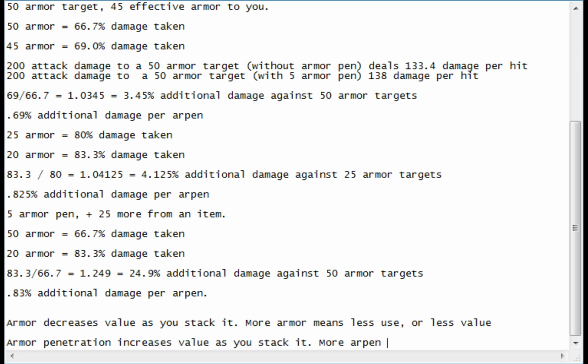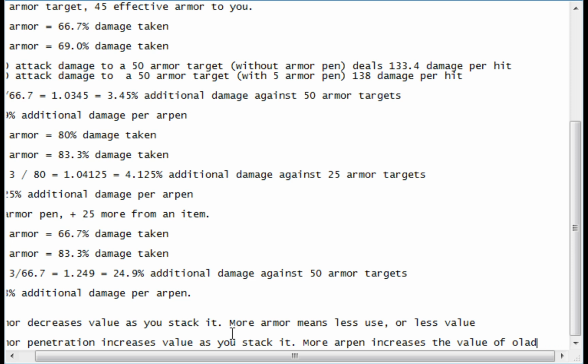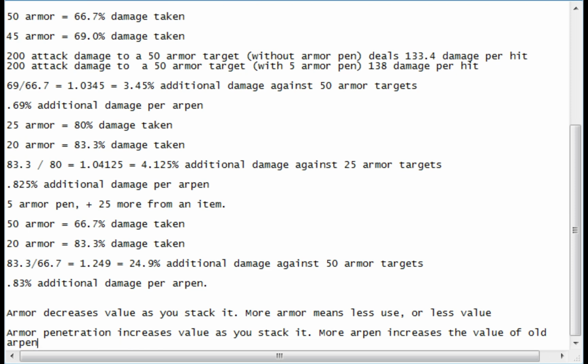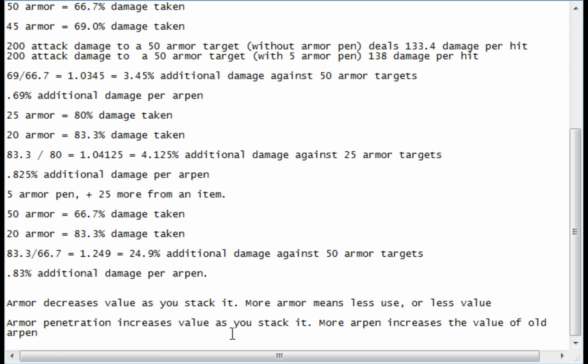More arpen increases the value of old arpen. So as you build more armor penetration, the value of the previous armor penetration is actually going to be a lot higher. It's going to be more powerful.